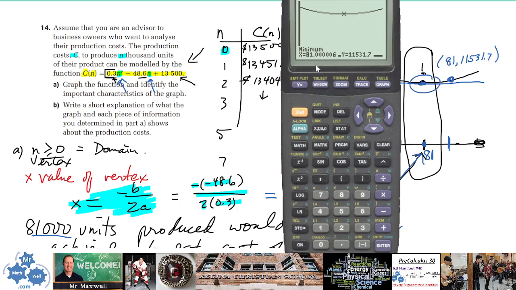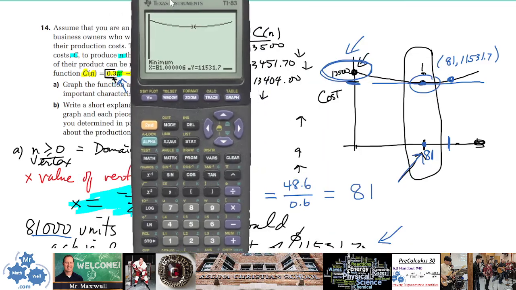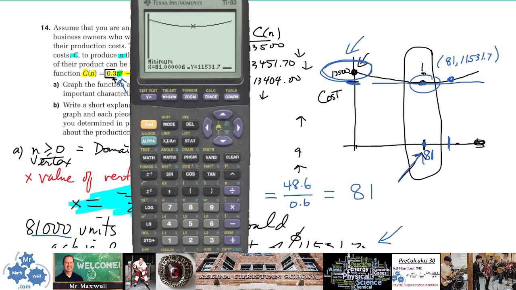So here we go. For this question, number 14 that we did, the vertex is 81 and 11,531.7, which we determined before as well. Hey, see? It's the same point. Now, how do we find the y-intercept? Y-intercept is easy.